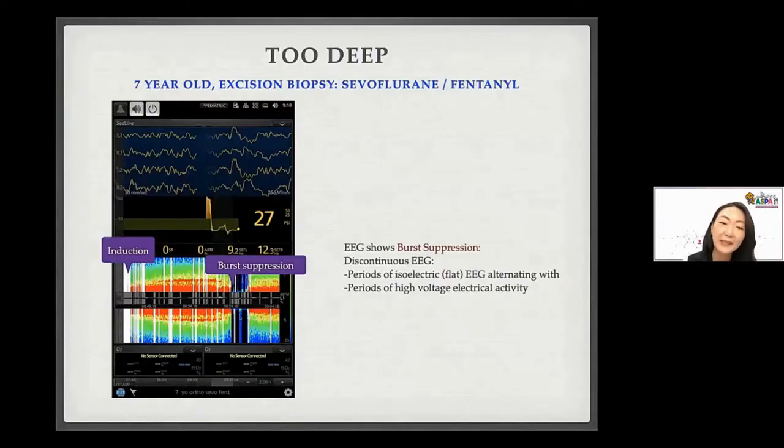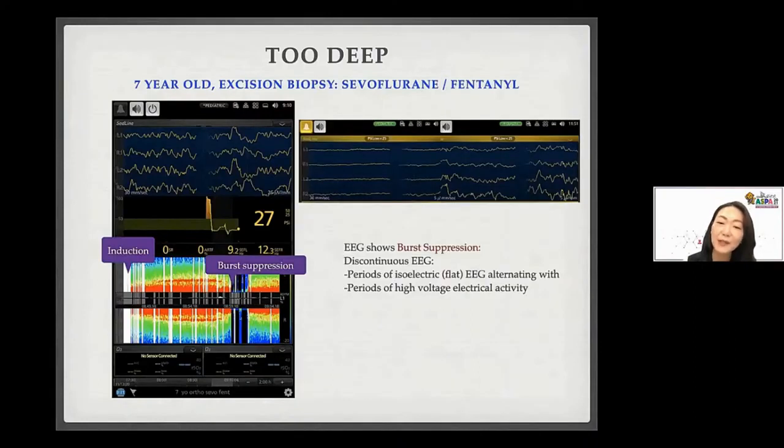So on the EEG, this is what you see. You have periods of isoelectric flat EEG alternating with periods of high voltage electrical activity.